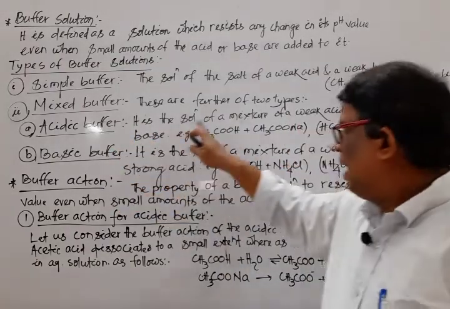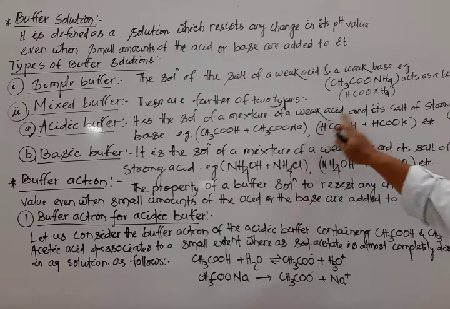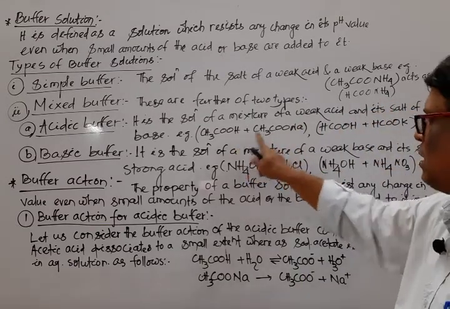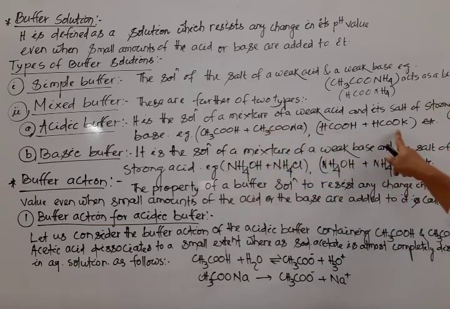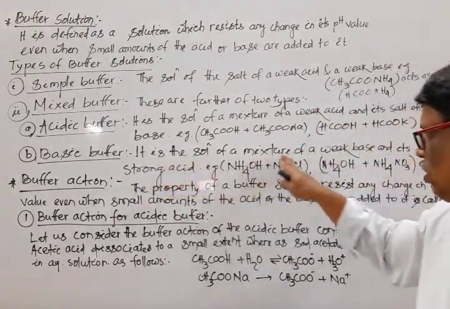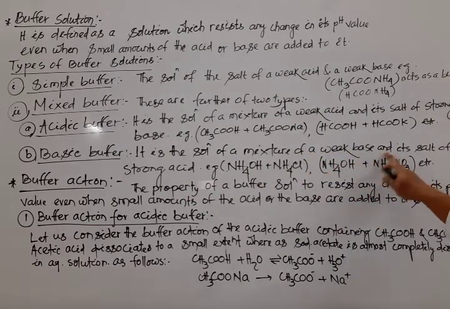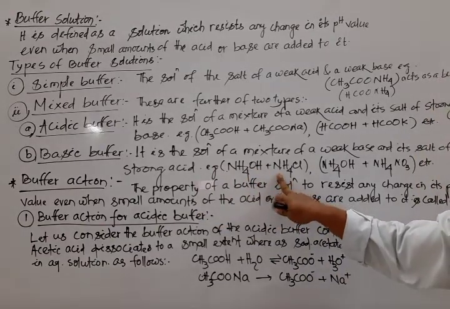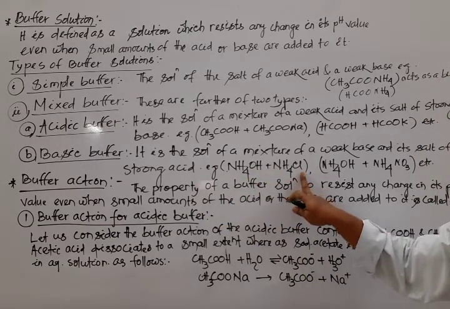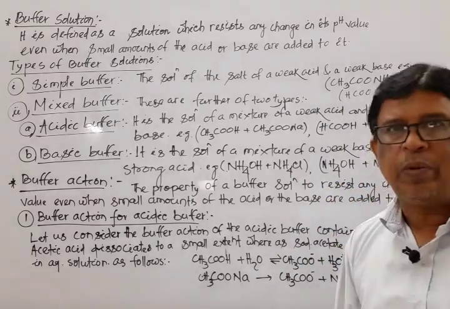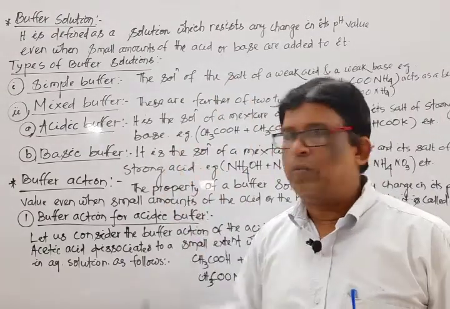What is an acidic buffer? It is a solution of a mixture of a weak acid and its salt with a strong base. Example, an equimolar mixture of acetic acid and sodium acetate, formic acid and sodium formate or potassium formate. These are examples of acidic buffer. Similarly, what is a basic buffer? It is a solution of an equimolar mixture of a weak base and its salt with a strong acid. For example, an equimolar mixture of ammonium hydroxide and ammonium chloride, ammonium hydroxide and ammonium nitrate. These are examples of basic buffer. These are the types of buffer.